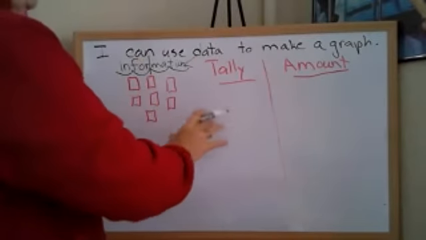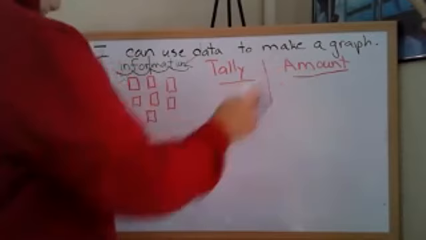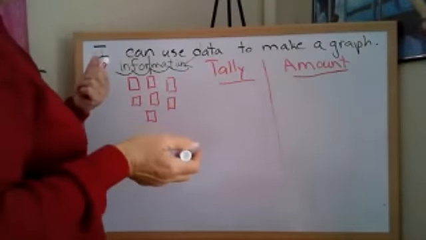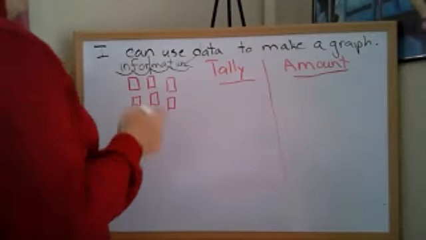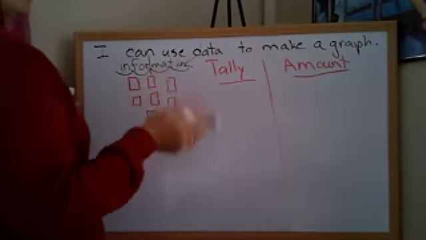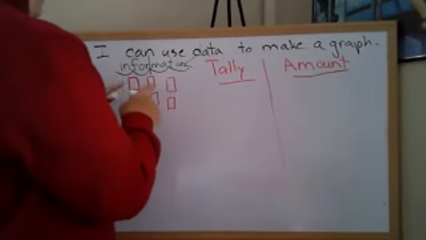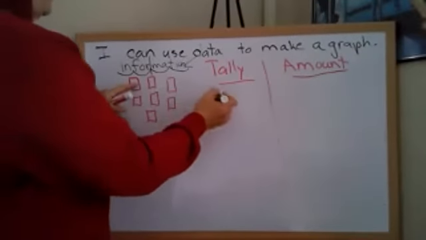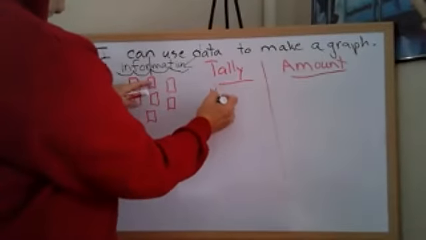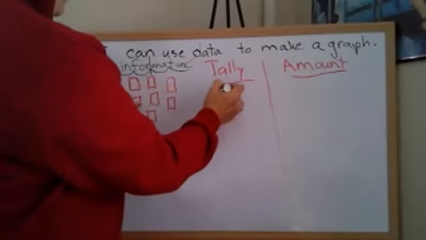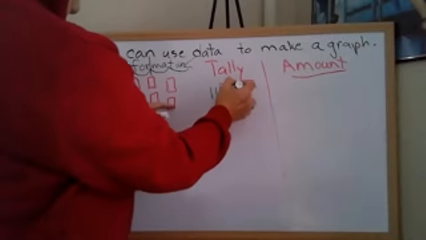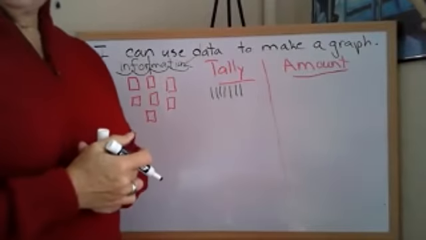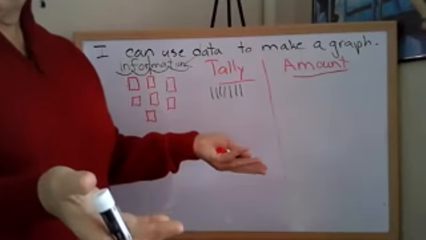If you look up here, I have a little graph that says tally and amount. If you can recall, tally marks are things that we use to make counting easier, and we group them in sets of 5. I've already drawn some squares over here, so let's see how many we have. Every time I count 1 square, I'm going to make 1 tally mark. 1, 2, 3, 4, 5, 6, 7. I have 7 squares. That doesn't look quite right, though.